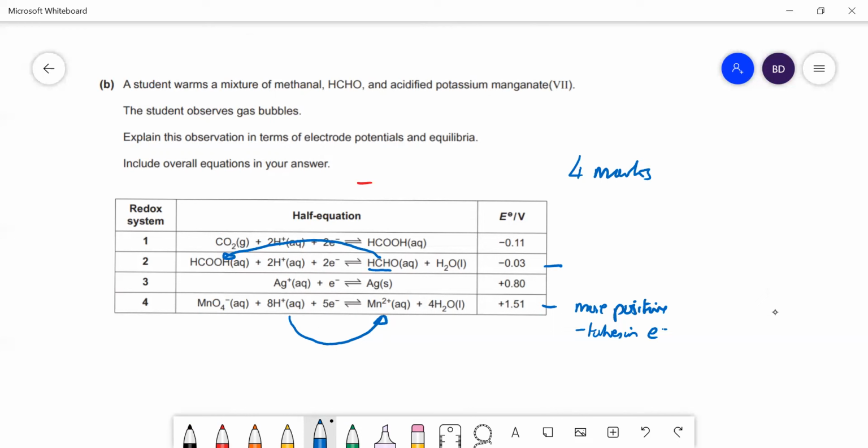We can probably see that's not the end of the story, because in system number 1, we've got methanoic acid there, and manganate is considerably more positive than this one as well. So it can force this one to go backwards. The manganate can oxidize the methanoic acid even further to carbon dioxide, and that is the bubbles you're seeing there. Explain the observation. We've got the bubbles of carbon dioxide, and we've explained it in terms of those, and we need to include an overall equation now.